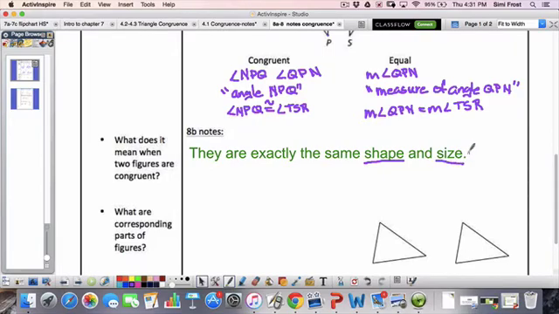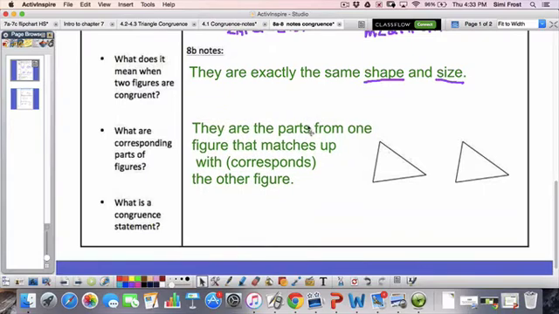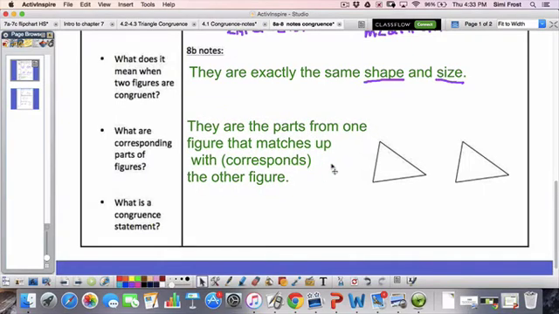And here's what corresponding parts of figures are. They are the parts from one figure that match up with, or correspond with, the other figure. Let me show you what I mean by that. I'm going to label my two triangles over here, and I'm going to tell you that they are congruent triangles, and then we're going to find some. I'm going to show you which parts are congruent. So I'm going to call this triangle ABC and this triangle DEF.